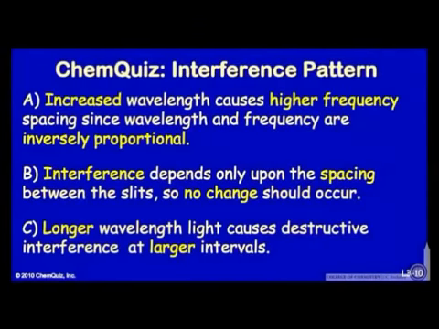Let's consider three possible explanations for the three answers. A, increased wavelength causes higher frequency spacing since wavelength and frequency are inversely proportional. Or B, the interference depends only on the spacing between the slits, so increasing the wavelength doesn't change anything and no change should occur. Or C, longer wavelength light causes destructive interference at larger intervals along the wall. Think about those three options and make another selection.